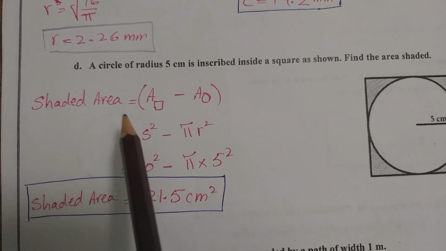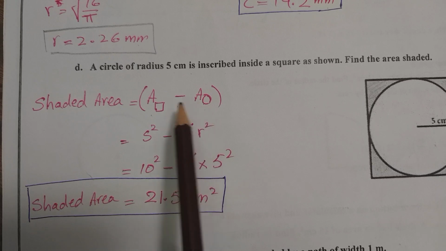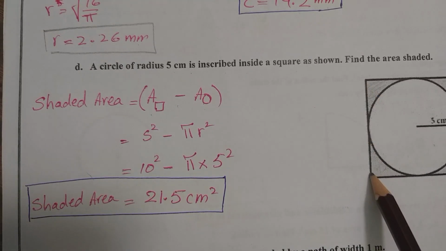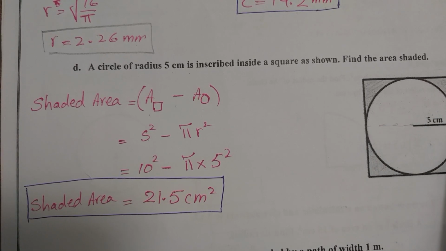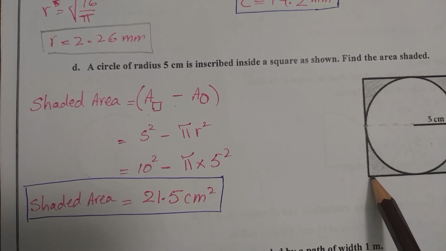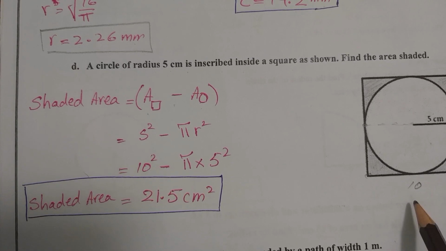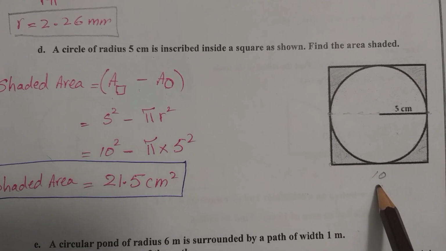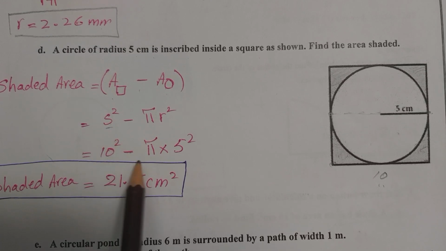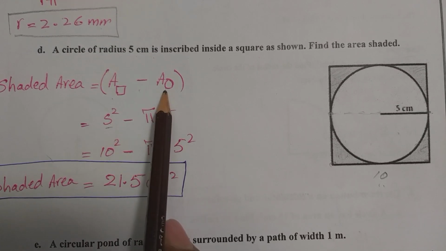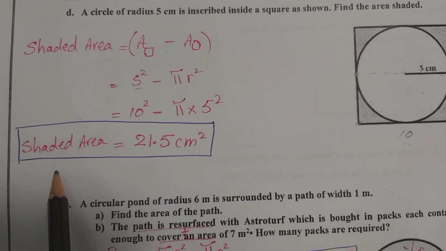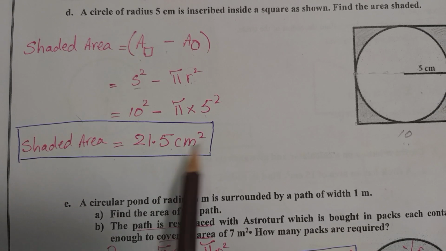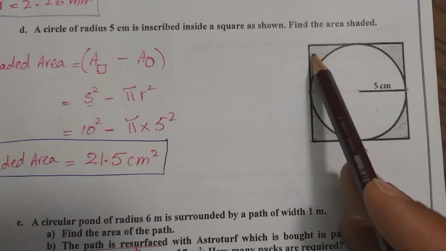So shaded area equals the area of the square minus the area of the circle. The area of the square is side square. If you extend the radius, it becomes the complete diameter, and since it touches the square, the side of the square is also equal to 10. Now replace it: 10 square minus pi r square, because the area of the circle is pi r square, where r equals 5. Substitute and simplify, and you find the shaded area 21.5 centimeter square.